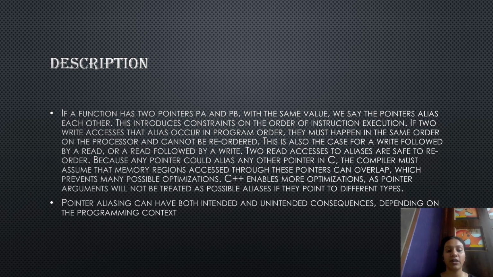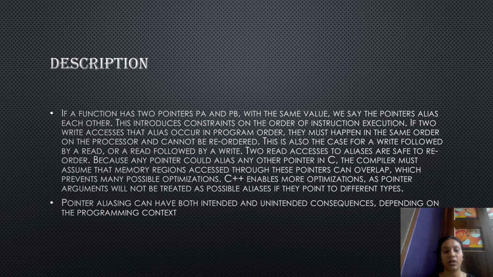Description. If a function has two pointers, PA and PB, with the same value, we say that the pointers alias each other. This introduces constraints on the order of instruction execution. If two write accesses that alias occur in program order, they must happen in the same order on the processor and cannot be reordered. This is also the case for a write followed by a read or a read followed by a write. Two read accesses to aliases are safe to reorder.